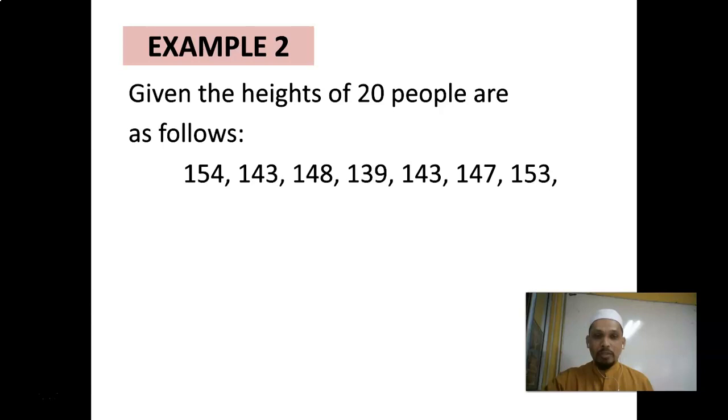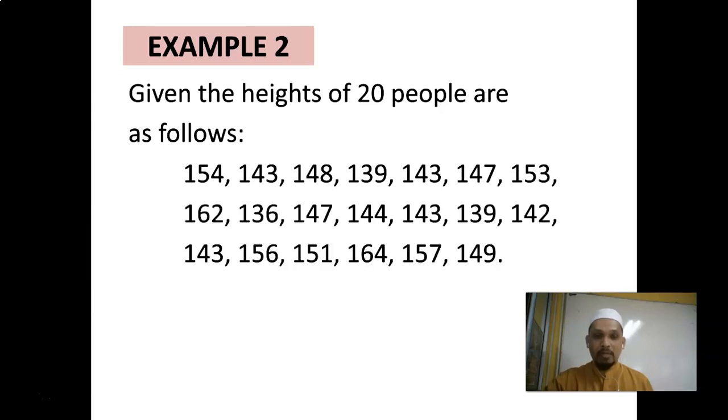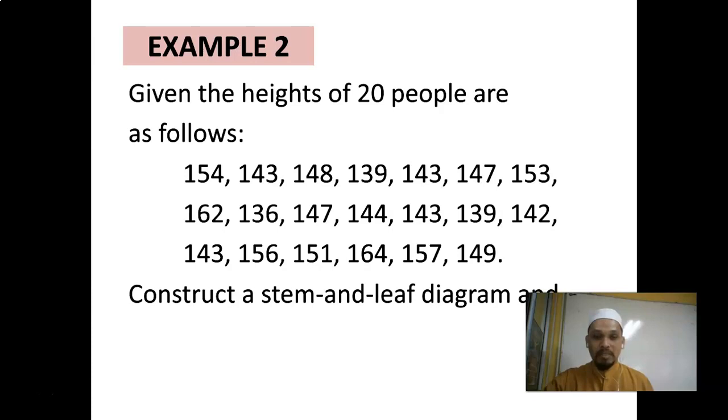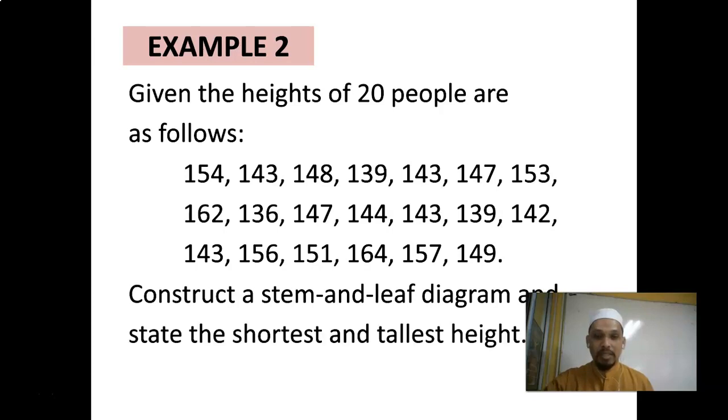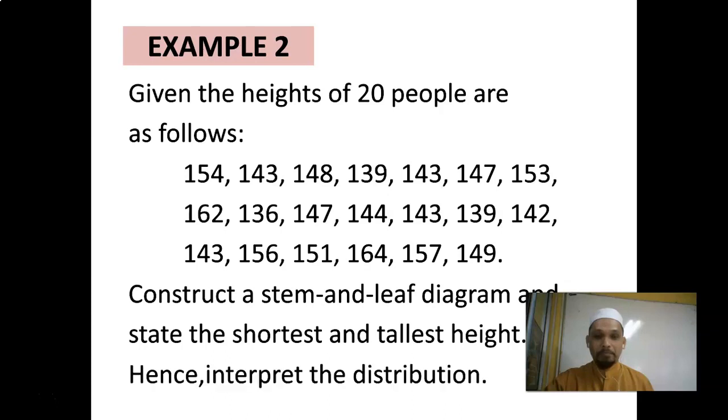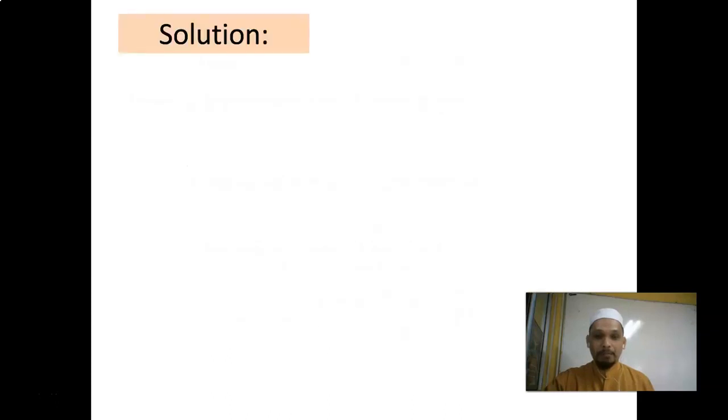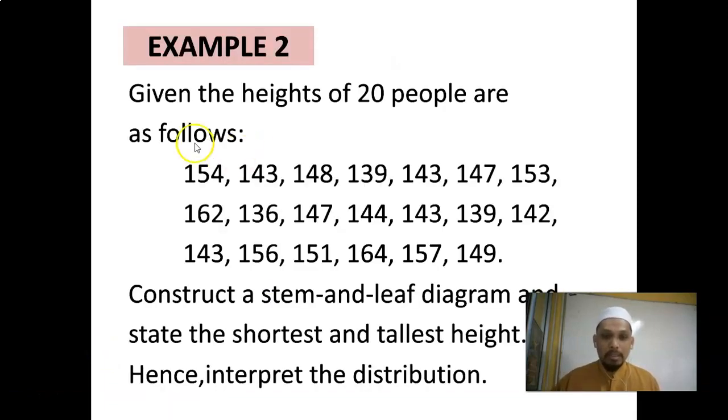Given the heights of 20 people as follows, construct a stem and leaf diagram and state the shortest and the tallest height. Okay. Now let's copy all this raw data again on the next page of the slides, arranged from the lowest to the highest.